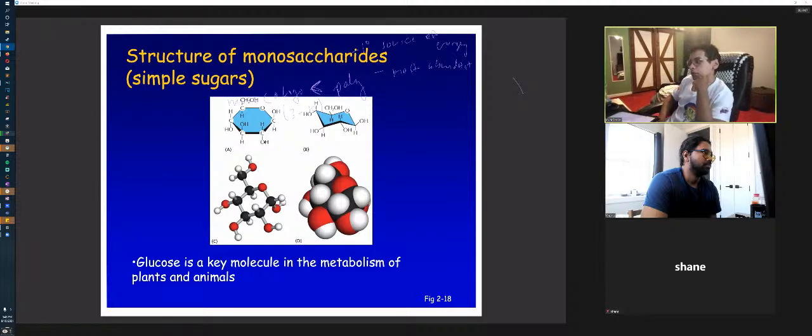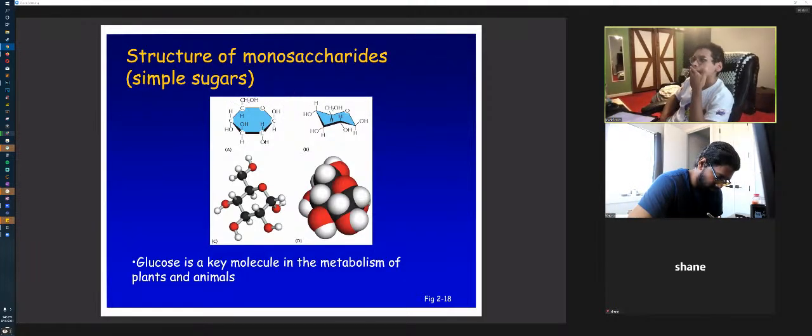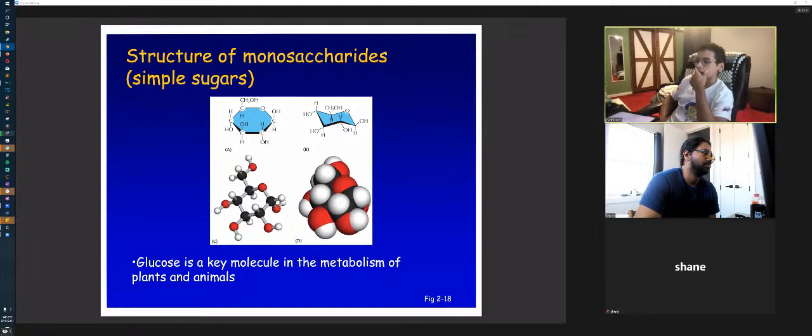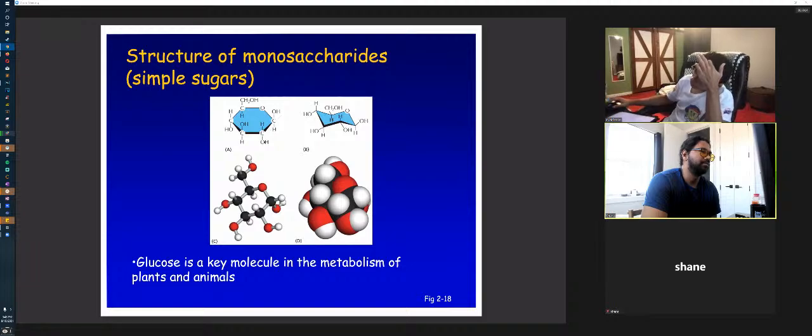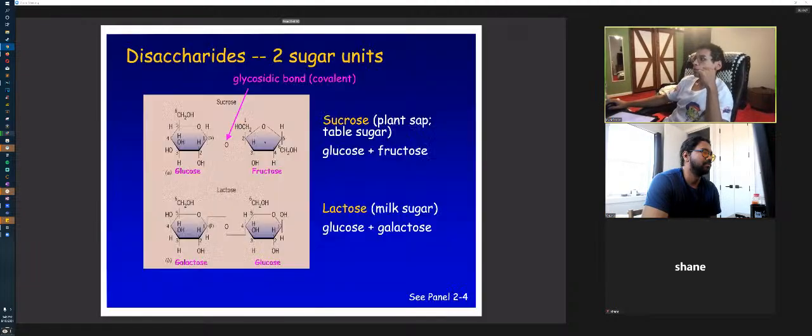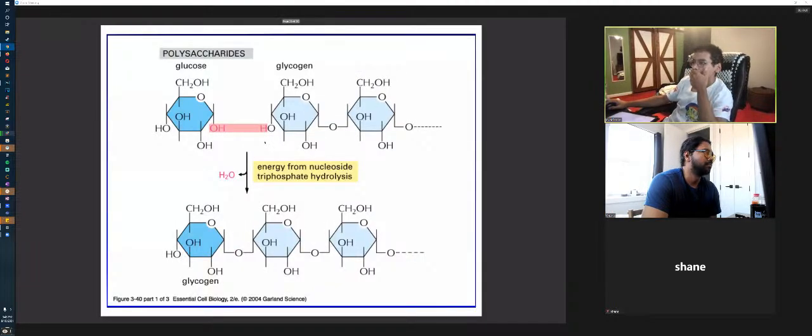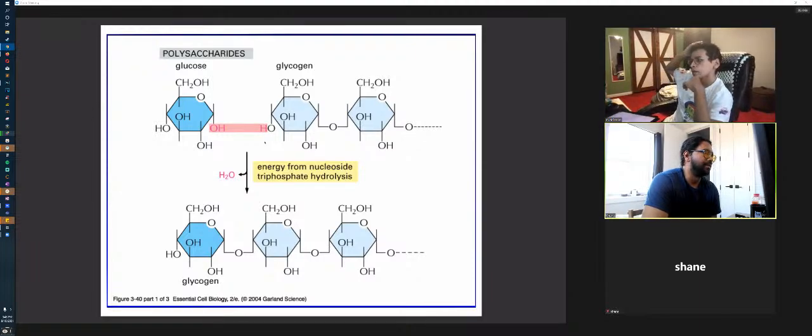It keeps the notes from the last one. Okay, cool. Structure of monosaccharide simple sugars. Glucose is a key molecule in the metabolism of plants and animals. That's not really crazy important. And that's just an example of a condensation reaction right there.